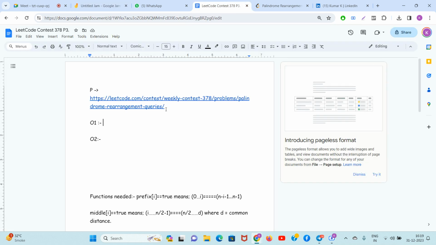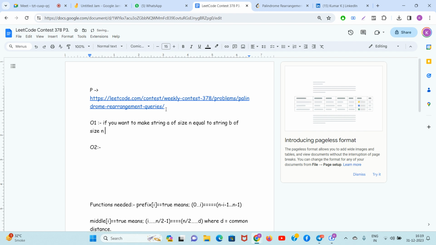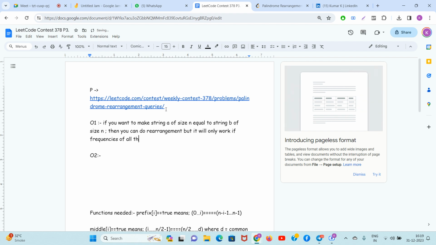Some basic prerequisite: if you want to make string A of size n equal to string B of size n, then you can do rearrangement, but it will only work if all the frequencies of all the characters in both the strings are the same.